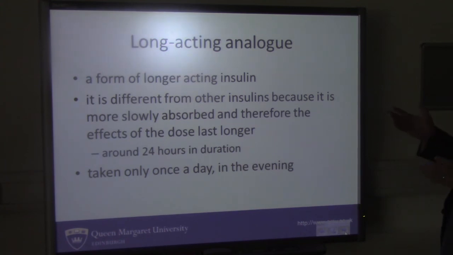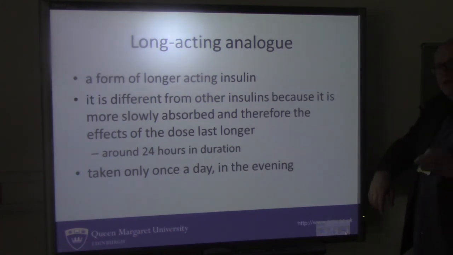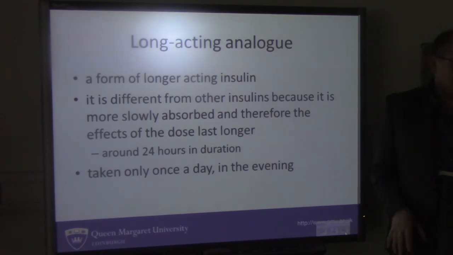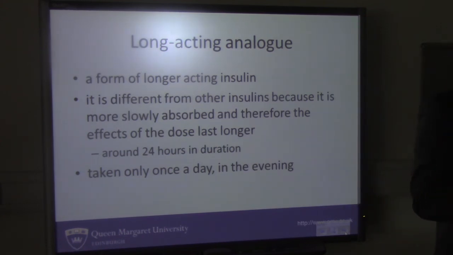The long acting, as it says, is a longer acting form of insulin, it's more slowly absorbed. So therefore, it won't come on as quickly, but it will last longer. Hence the reason you might take a short acting to get the insulin boost that you need, and then the longer acting one will come out into the system over 24 hours. So that's only taken once a day. So what you can do is take the long acting one and phase in between that your short acting ones with the meals.